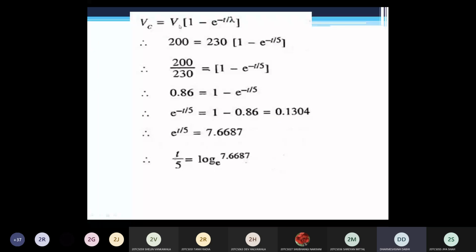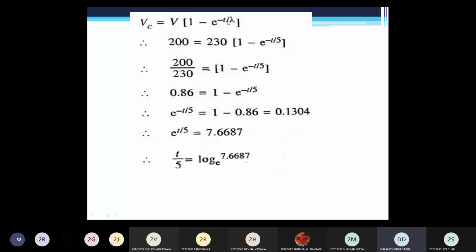So Vc is equal to V into 1 minus e raised to minus t upon lambda, that is the equation. Here you need to find the time taken by this capacitor to charge up to 200 volts. Assume the capacitor voltage is 200 volts. So Vc is 200, your supply voltage V is 230, and the charging time constant lambda is 5.